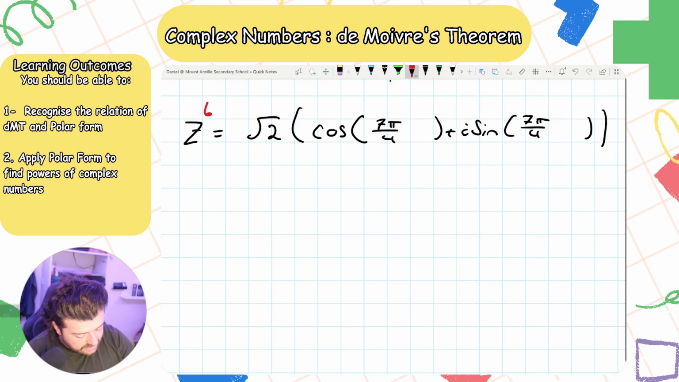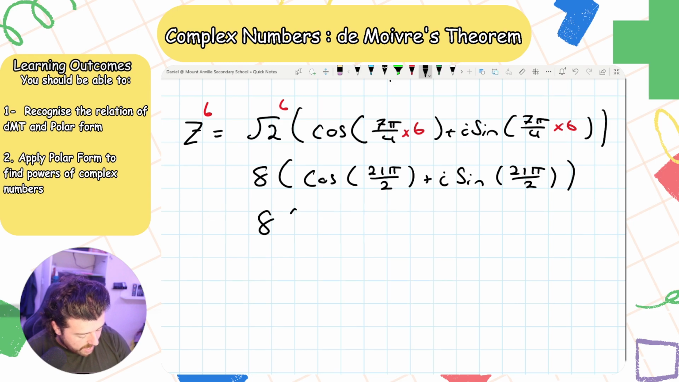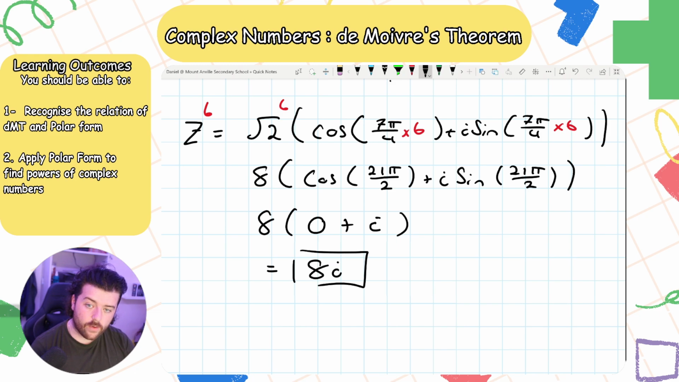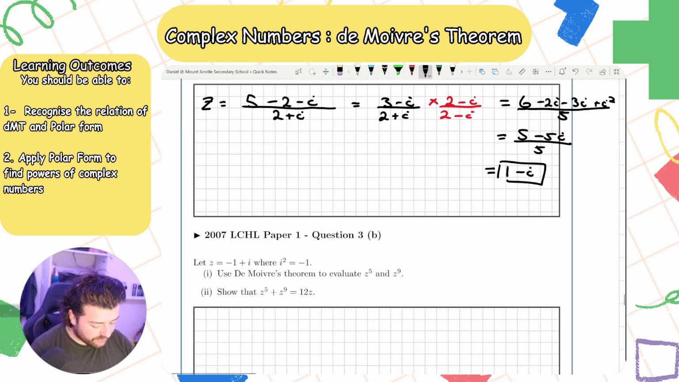So I want to find z to the power of 6, so I put my modulus to the power of 6, and I times my argument by 6 using the Moivre's theorem. And I have here 2 to the power of 6, which is equal to 8. Cosine is going to be 21 pi over 2 plus i sine 21 pi over 2, which is going to be 8 times 0 plus i, and my final answer is just 8i. How fun is that? Right. Now let's move on to the final question here.